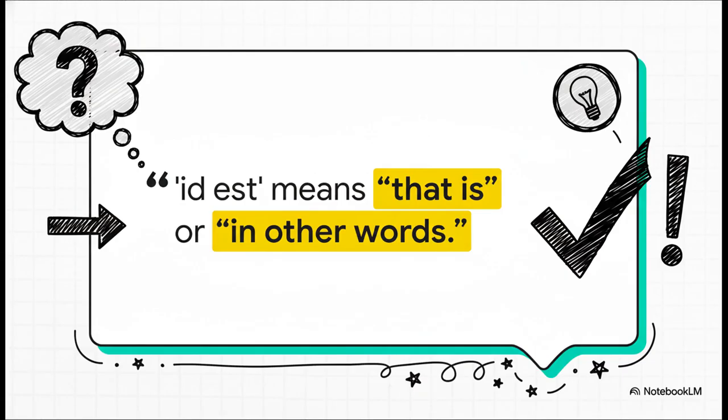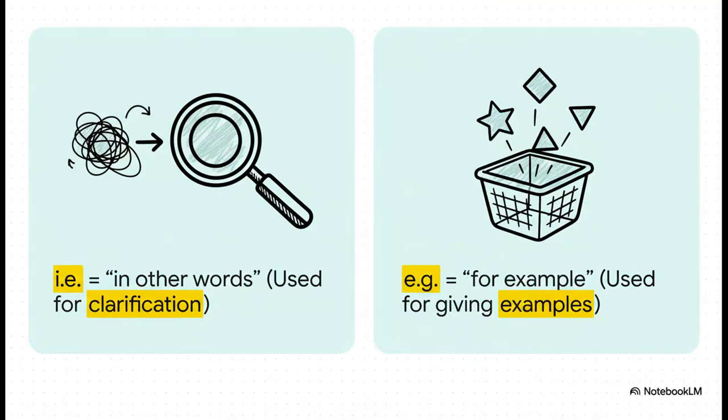Here's the trick. If you can't swap out I.E. with "in other words" and have the sentence still make perfect sense, you're probably using it wrong. That is the golden key right there. And this is the big aha moment for so many people. Just think of it like this. I.E. equals "in other words." You use it to clarify or restate something. Its famous cousin, e.g., means "for example," and you use it to give, well, examples. They're absolutely not interchangeable. One clarifies, the other gives examples.